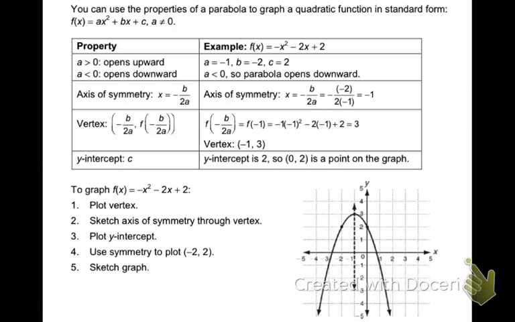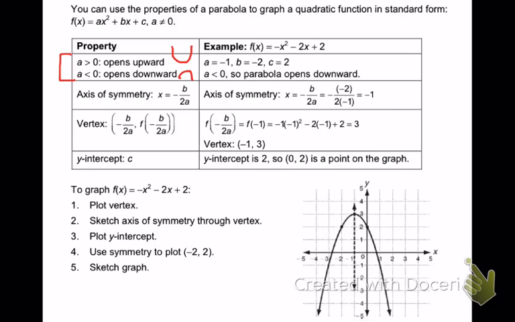So here's what we're looking at today. You can use the properties of a parabola to graph a quadratic function in standard form. Some key parts here. If a is greater than 0, my parabola is going to open upwards. If a is less than 0, my parabola is going to open downwards. So that's a key point to recognizing what my parabola is going to look like. If it's greater than 0, so it's a positive number, it's going to open up. And if it's less than 0, negative, it's going to open down.